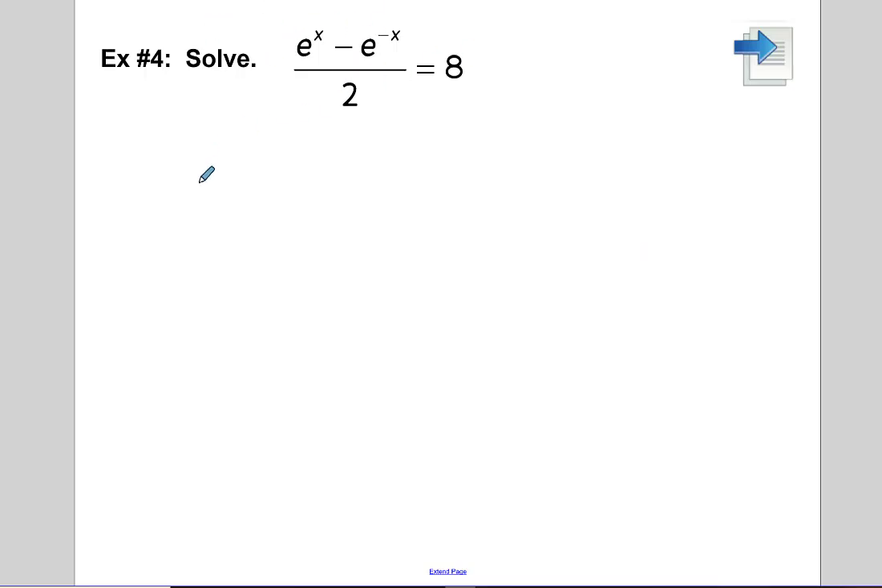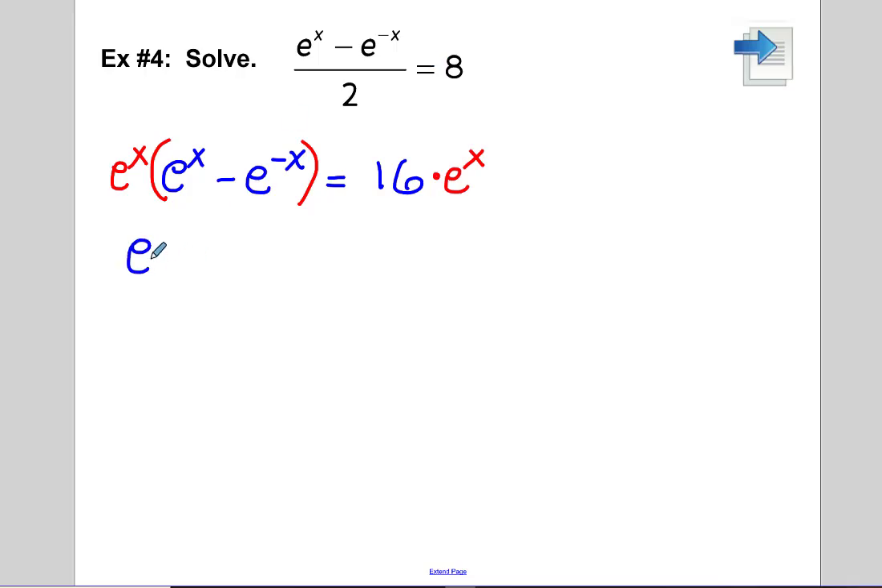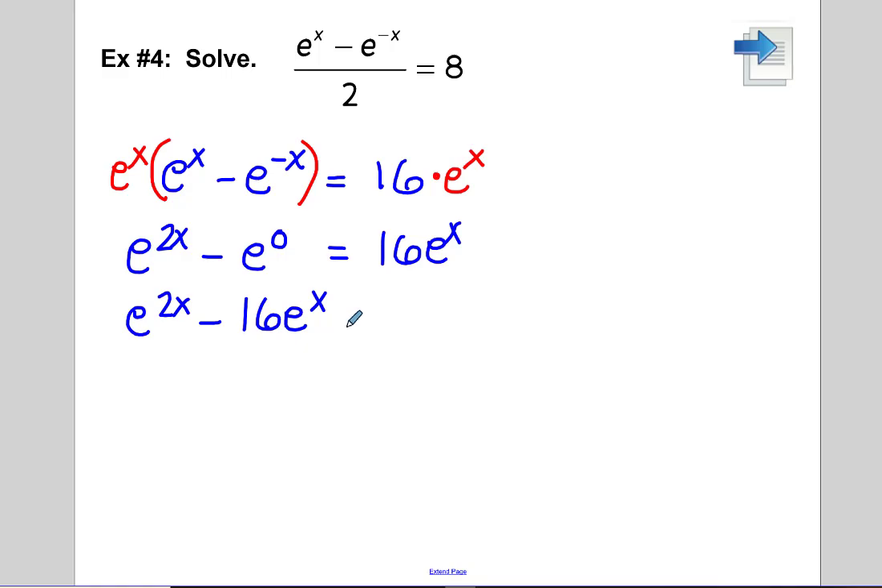This time we're going to clear the fraction and have e to the x minus e to the negative x, and then 8 times 2 is 16. So in this case, I want to multiply the left side by e to the x, and the reason I'm doing that is to get this as a quadratic term. But whatever we do to the left, we need to do the same to the right. That gives us e to the 2x, and then this is going to be adding the powers. We'll get e to the 0, and then 16 e to the x. So we want to bring this over to the left side, and e to the 0 is just 1.